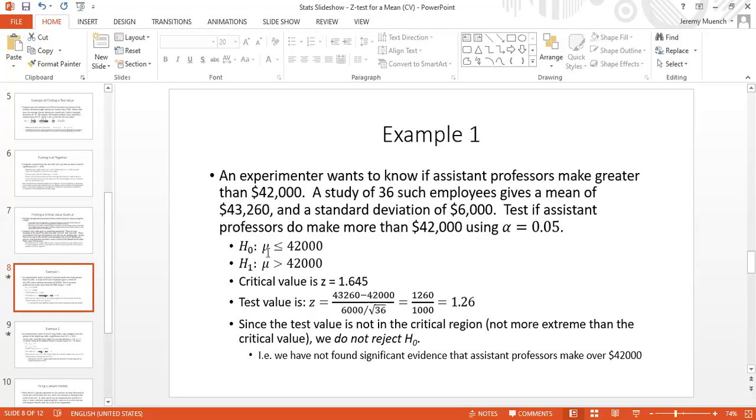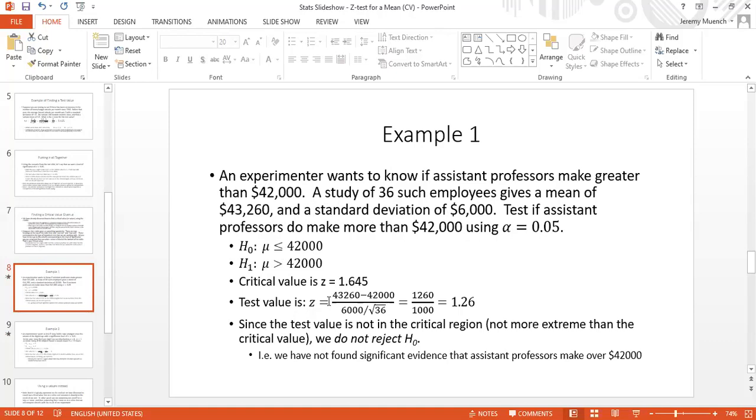So we get that, because this is a right-tailed test, we're looking for an increase. We're looking to be above 42,000. A right-tailed test, so mu is less than or equal to 42,000 is the null. The alternative is mu is greater than 42,000. Our critical value here, just as we just did with an alpha of 0.05 in a right-tailed test, is the same, 1.645.